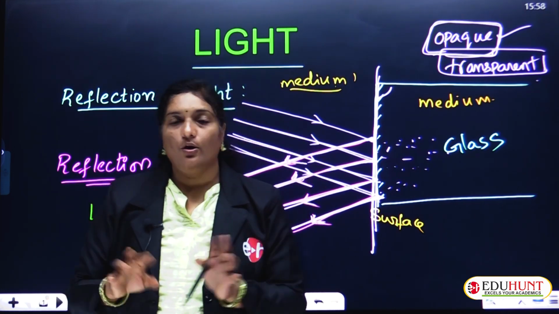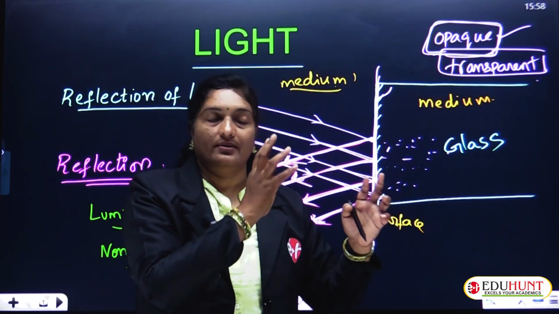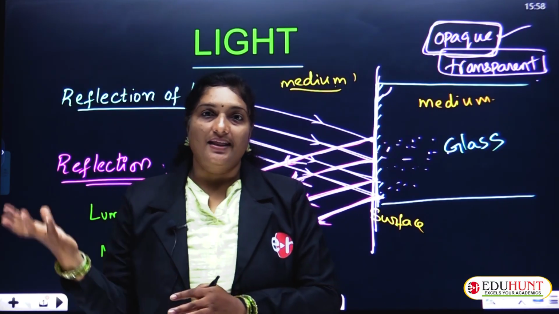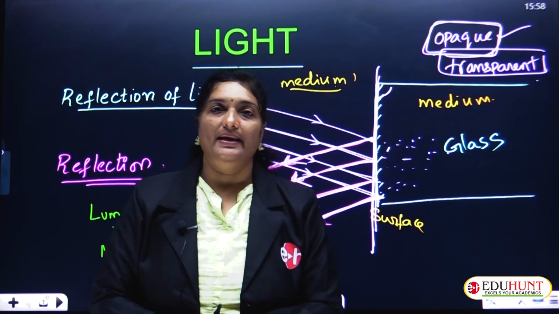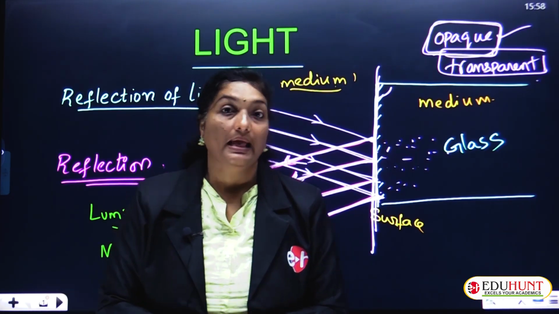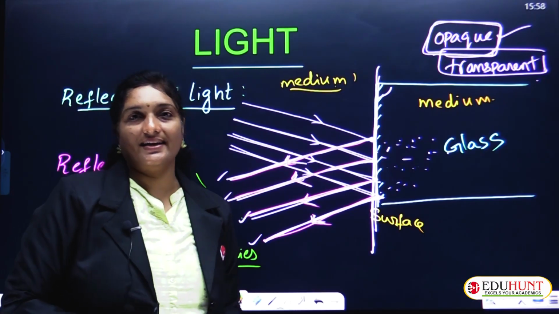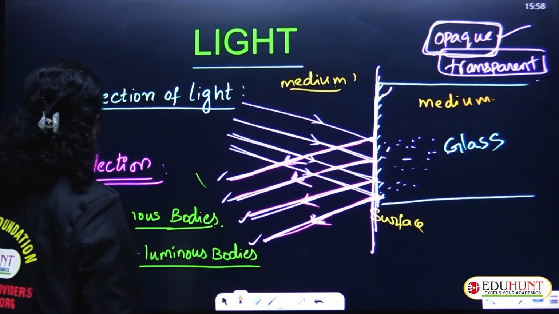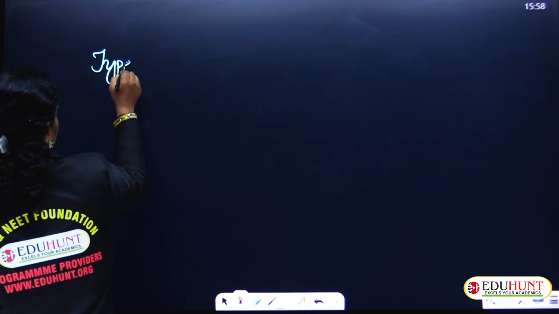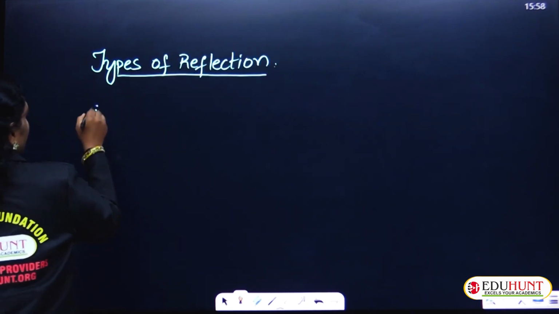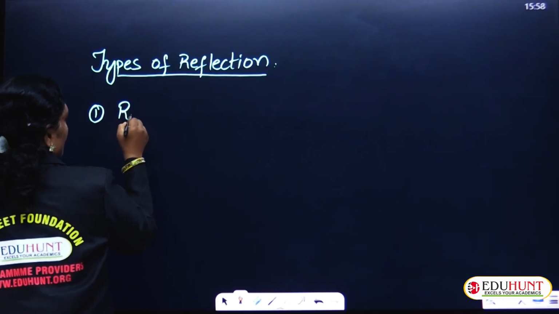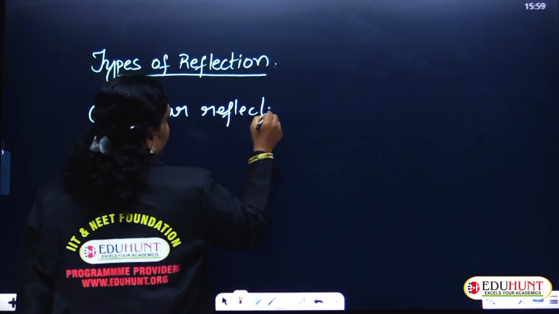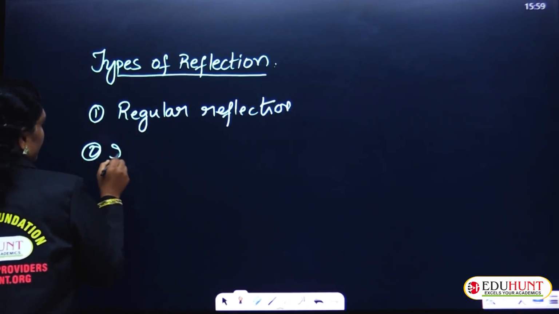So I hope you understand what reflection is, what luminous bodies and non-luminous bodies are, and how light falls on them and is reflected back. Is the concept clear? If this is clear, let us also try to understand the types of reflection. Generally, reflection is categorized into two types. The first is regular reflection and the second is irregular reflection.